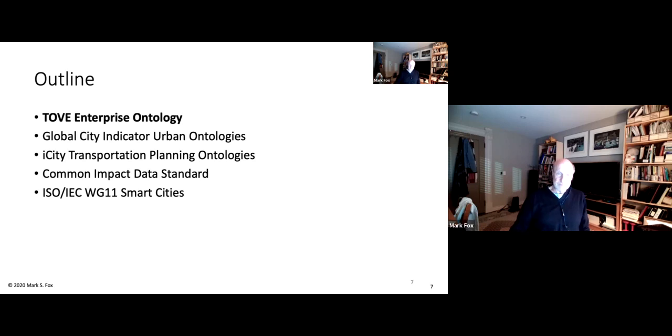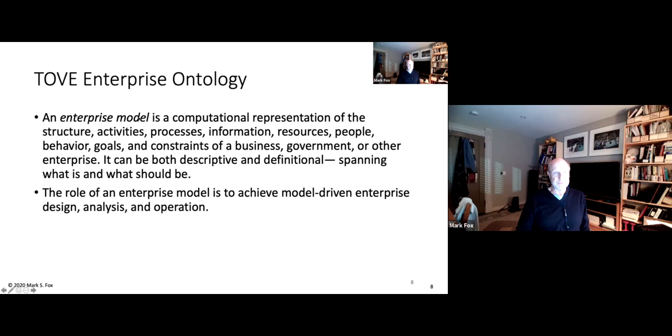And then I'm going to finish up with an overview of what we're doing in the International Standards Organization, ISO/IEC, Working Group 11 on Smart Cities, in the development of standards for city data. So the first ontology I'm going to look at is the TOVE Enterprise Ontology.